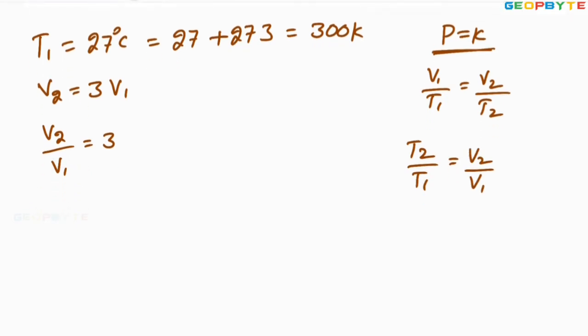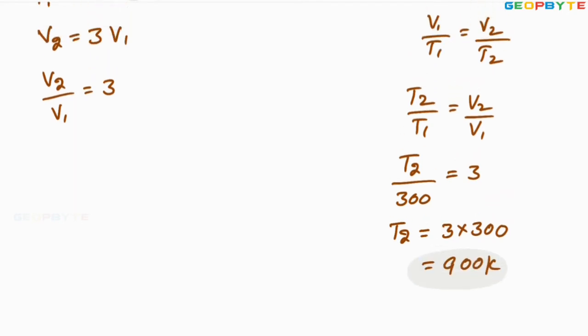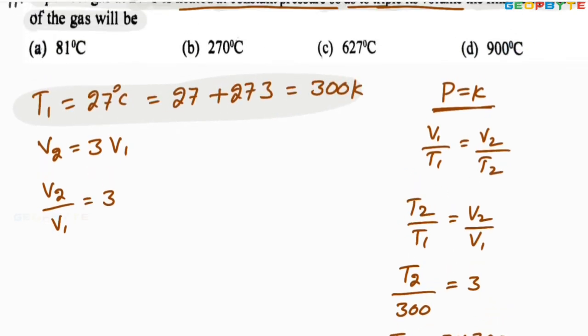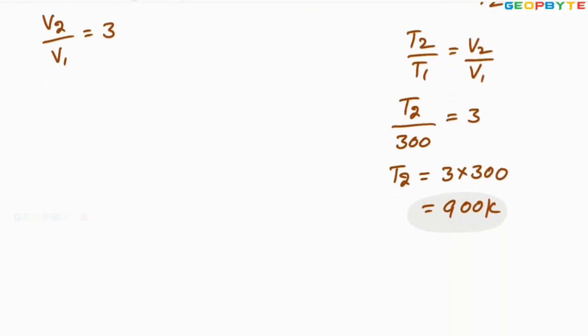T2 by T1, what is the T1 value? 300. V2 by V1 is 3. Therefore, final temperature T2 equal to 3 multiplied by 300 is equal to 900 Kelvin. Look at the units, 900 Kelvin, because T1 is taken in 300 Kelvin. But options are given only in degree centigrade. For getting the degree centigrade value from Kelvin, it should be T2 equal to 900 minus 273.